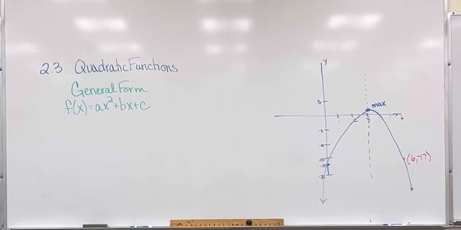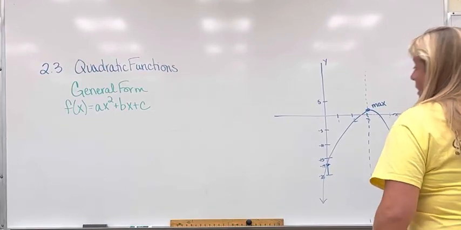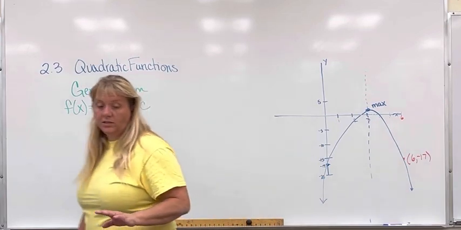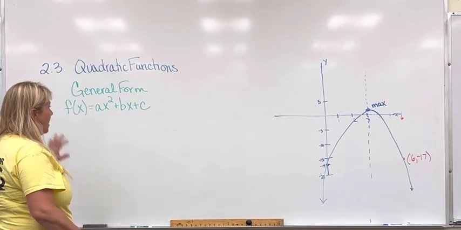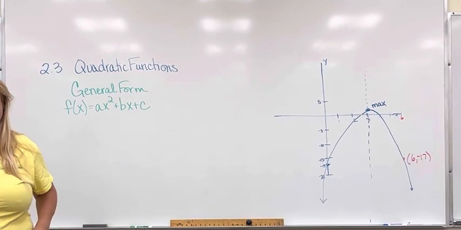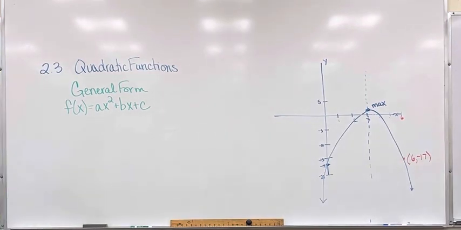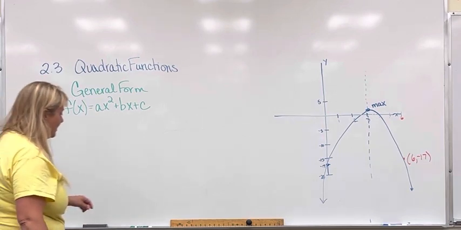Okay, let's get back to it. Part 2. So in part 1, we just finished looking at the standard form and drawing the graphs. So then the second part of this section is the general form. So we're looking now at f of x is ax squared plus bx plus c.